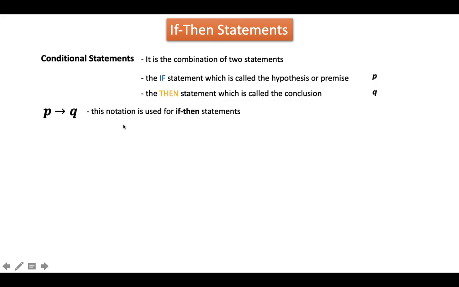This notation here is used for if-then statements, and it is read as if p, then q, or it is also read as p implies q.